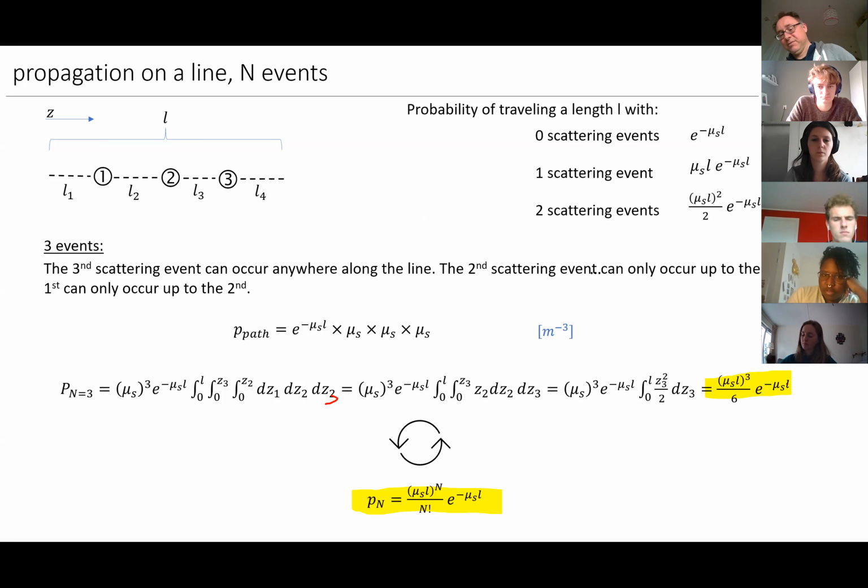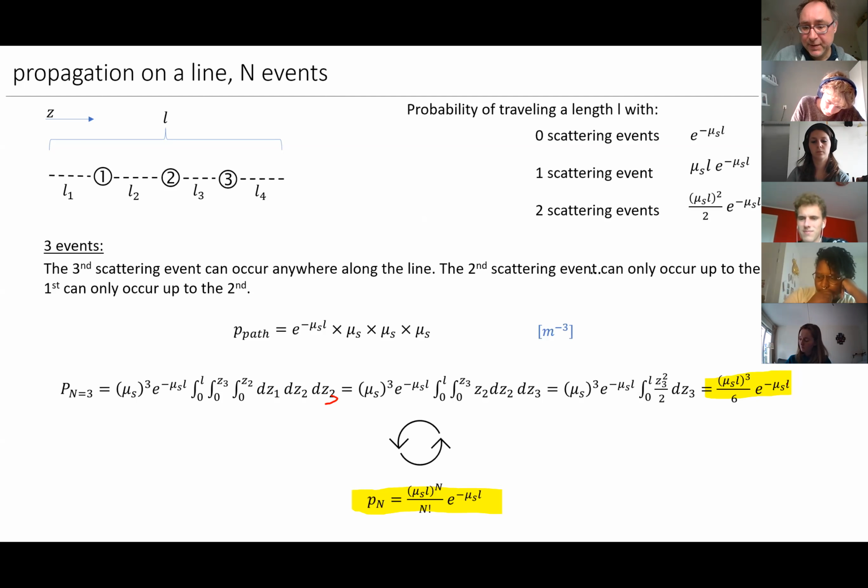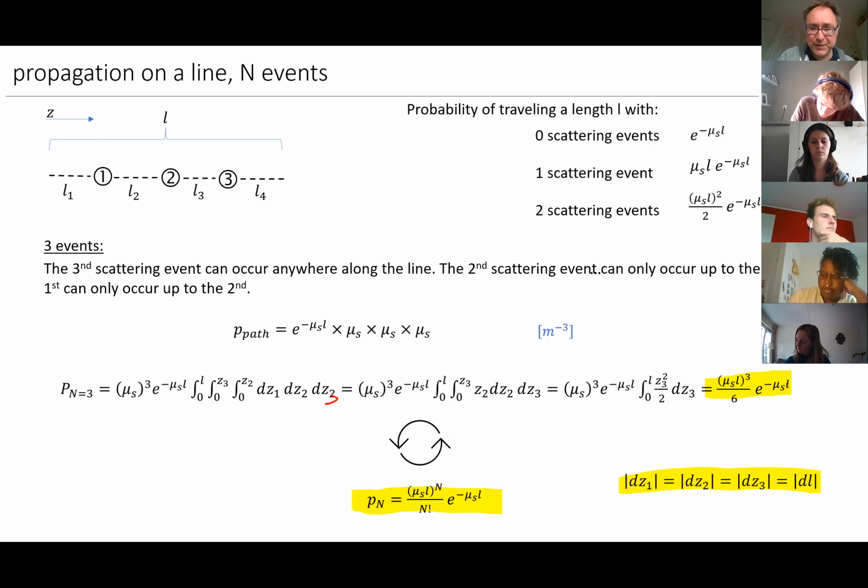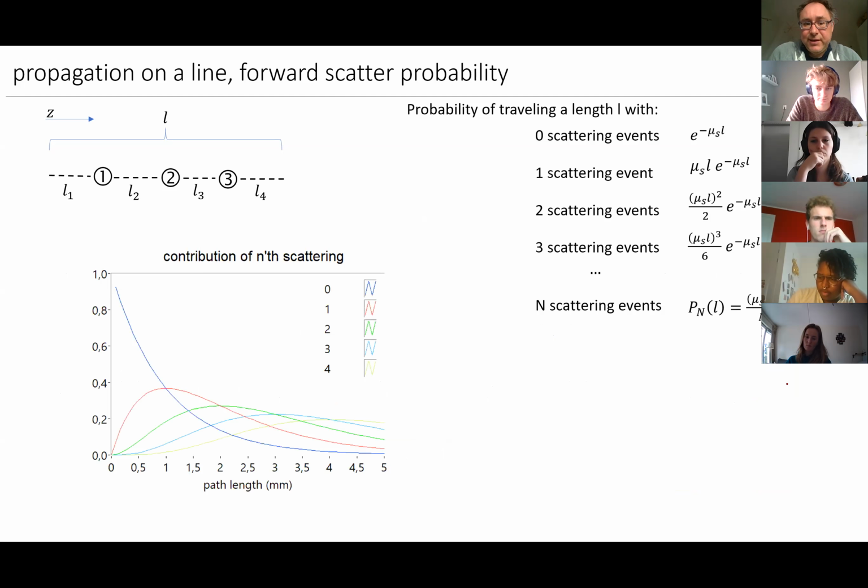This is then what the result is going to be. So this is the general case for n scattering events. And again, the caveat is that all these integration variables, these segments, are supposed to be the same size. Okay, so this was propagation along a line with, let's say, any number of events.